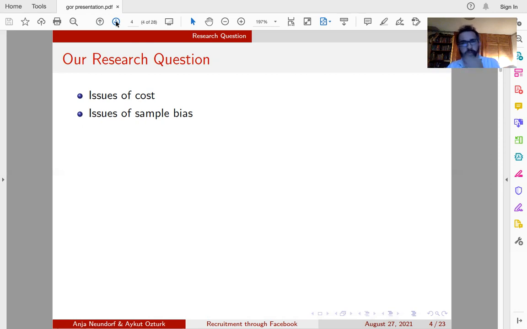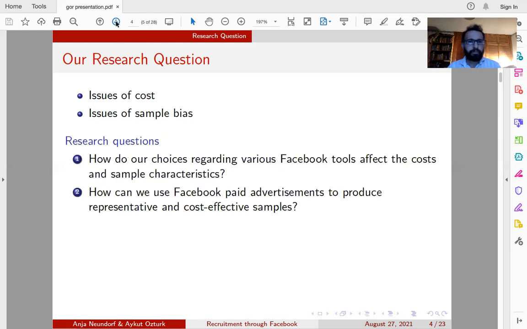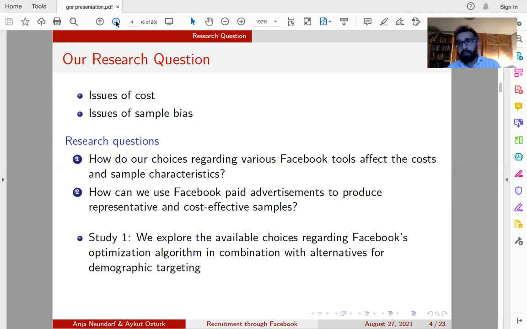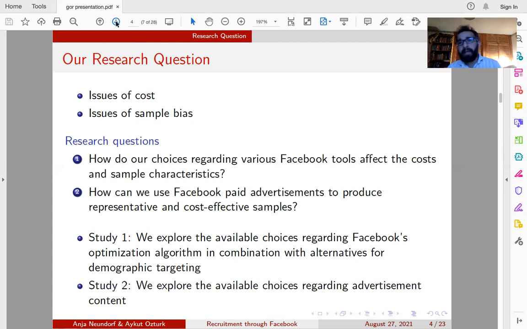So how to solve the tension between cost and sample bias? These are the questions we are asking in this research. Our research is formed of 2 studies that we have conducted during this year. In the first study, we explored tools offered by Facebook. In the second study, we explored how we can modify advertisement content, text, image, or incentive so that we can make our advertisements more successful, more representative, and more cost efficient.